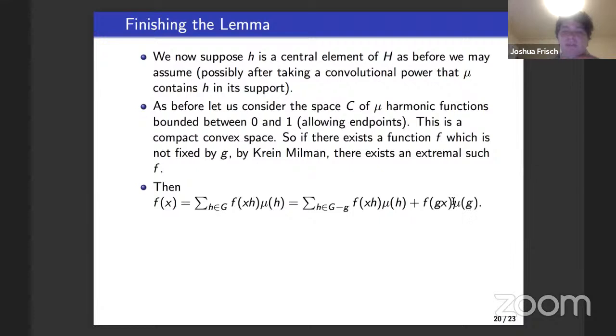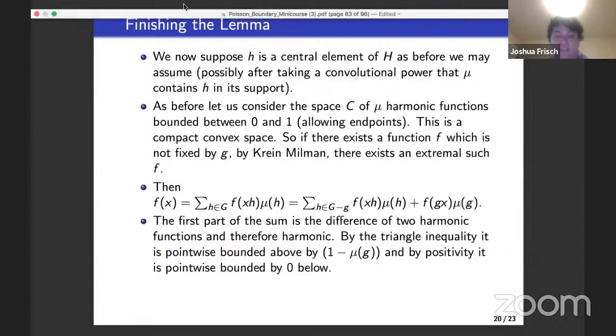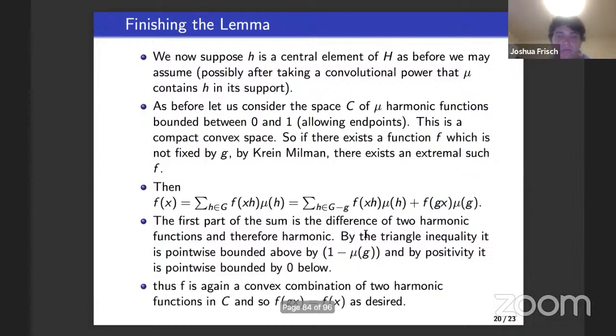I'm sorry, I wrote things wrong here. So I'm going to do the same argument I did last time. Again, by the triangle inequality, this first function is bounded above by 1 minus mu of h, and by positivity, it's bounded pointwise below by 0. It's not obviously a sum of harmonic functions, but it is a difference of harmonic functions. I'm sorry, I should have written f of hx here. So we've written f as h of f plus some other harmonic function bounded between 0 and 1 minus mu of h. So again, it's a convex combination, and so we have f of hx is equal to f of x as desired.